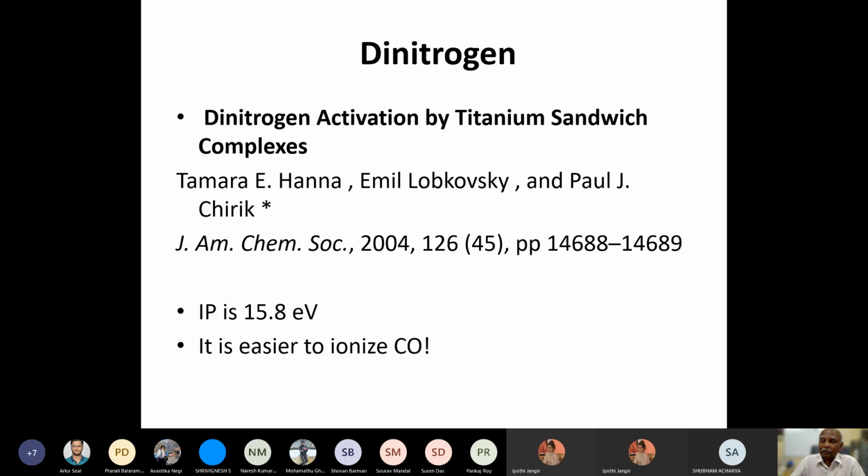Dinitrogen is something that has been extensively studied by a person called Paul Chirik. Paul Chirik is currently the editor of the journal Organometallics, published by ACS. And he published this article when he was still at Cornell in 2004. And this is an extensive review article, in fact. What it suggested was that compared to carbon monoxide, dinitrogen is not as good a ligand, but it has got a lot more variety in binding to the metal system.